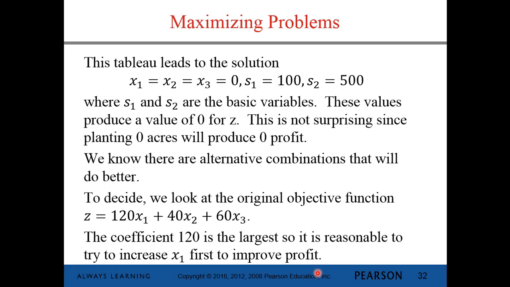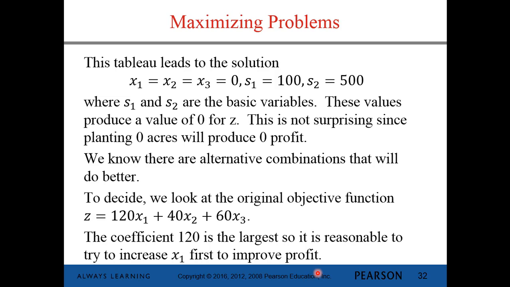So the tableau leads to the solution, which is what we get here, where S1 and S2 are the basic variables. Now these variables produce a value of 0 for z, as I showed you. This is not surprising, since obviously 0 acres produces 0 profit. Now there's got to be a better option. So how do we find out what the other alternative solutions are?